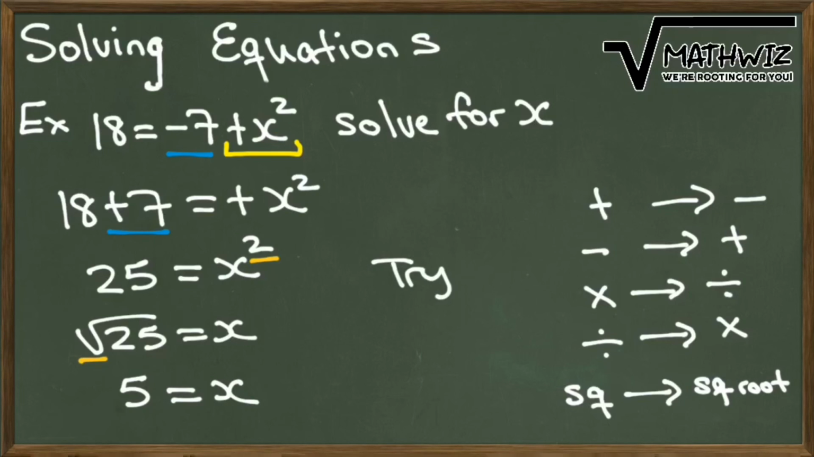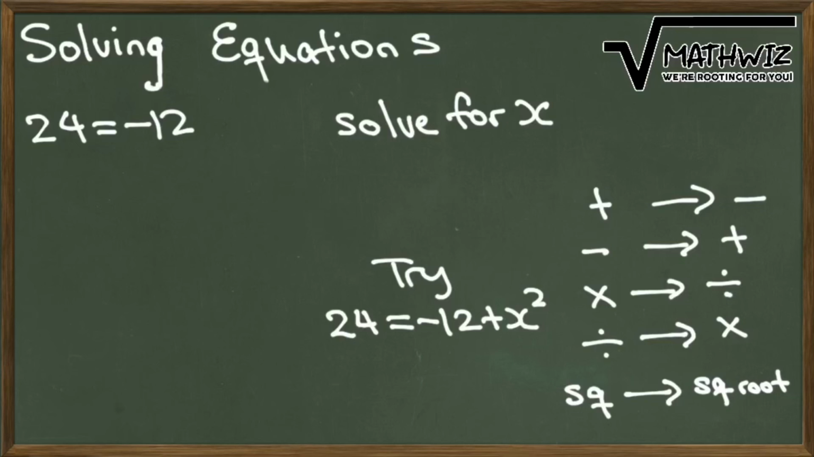So the final question that I will ask you to try on your own for today is 24 is equal to -12 plus x squared. Okay, so to close off this session, provided you worked this last question on your own, you went ahead, you found your x squared. Then the -12, when you took it to the other side, should have become +12.